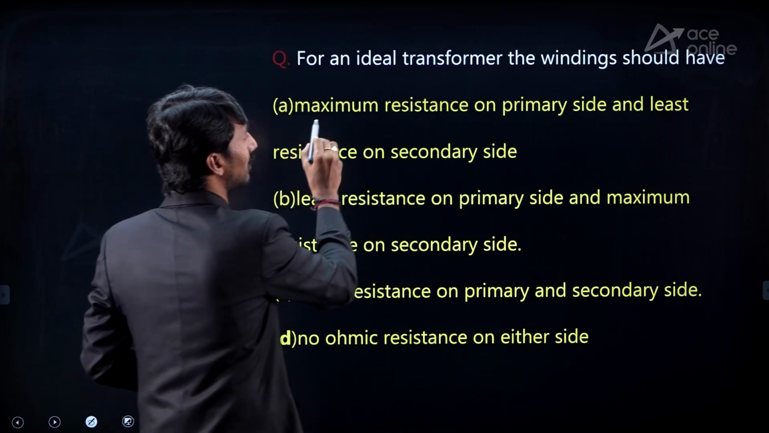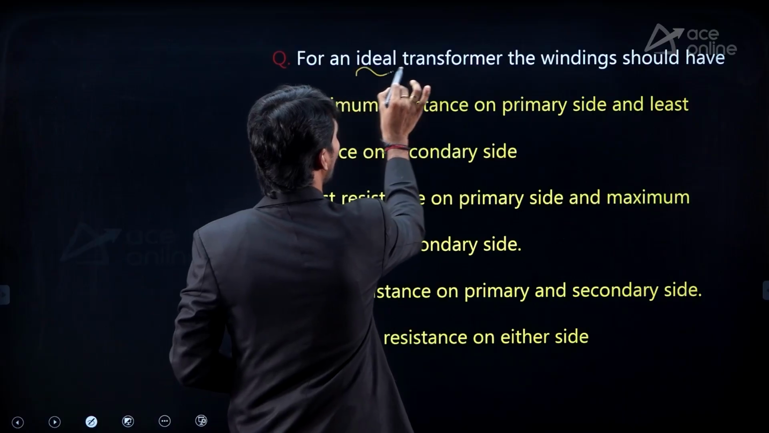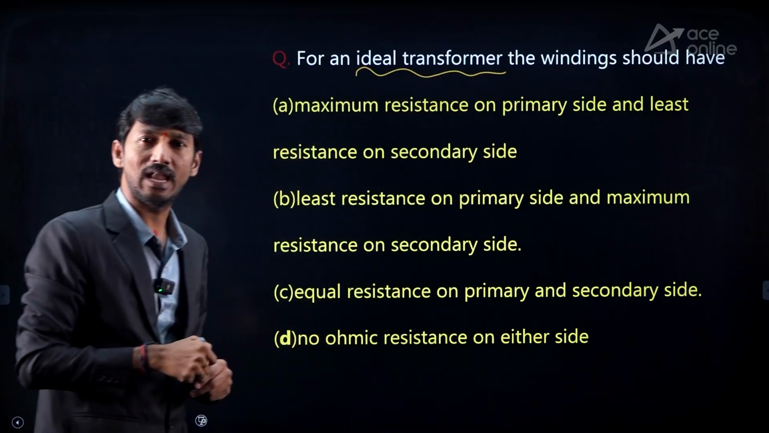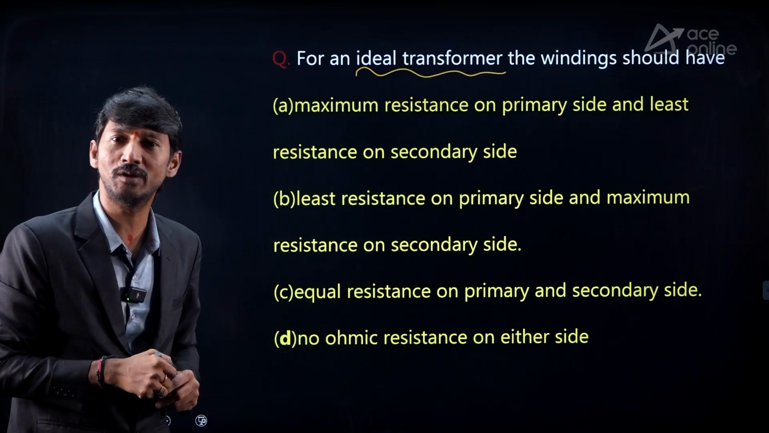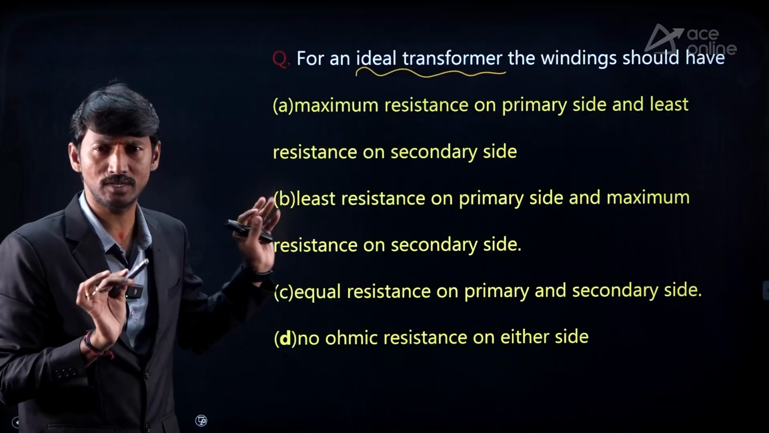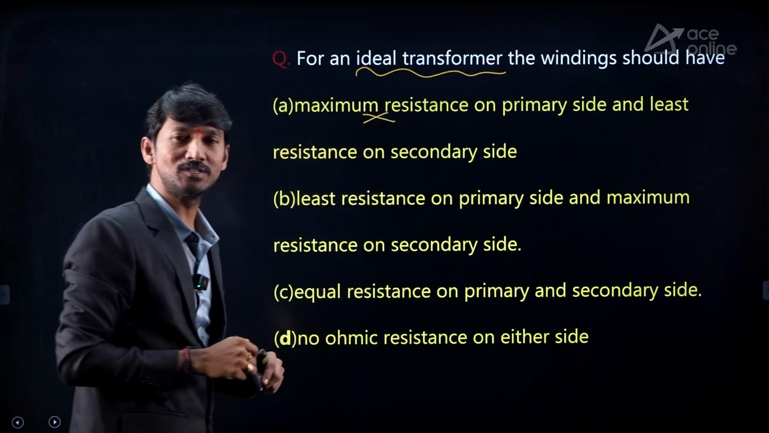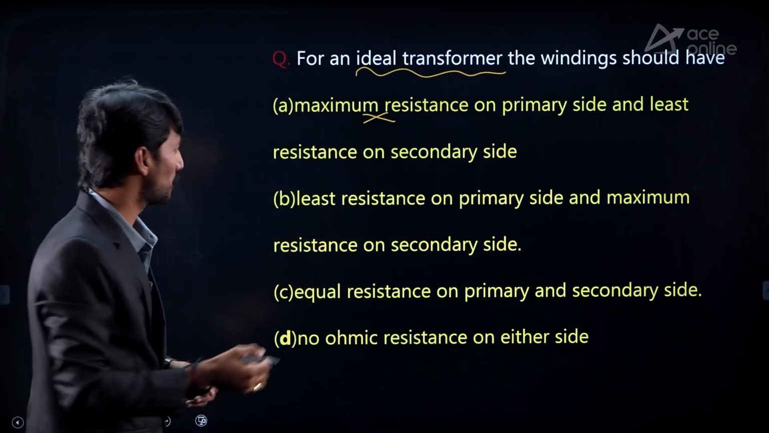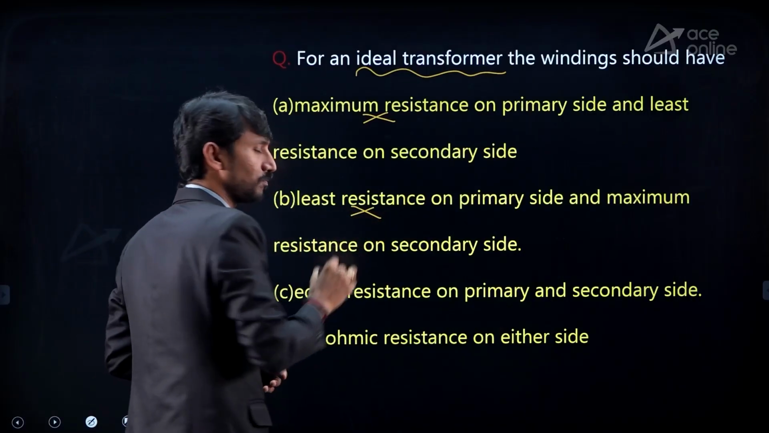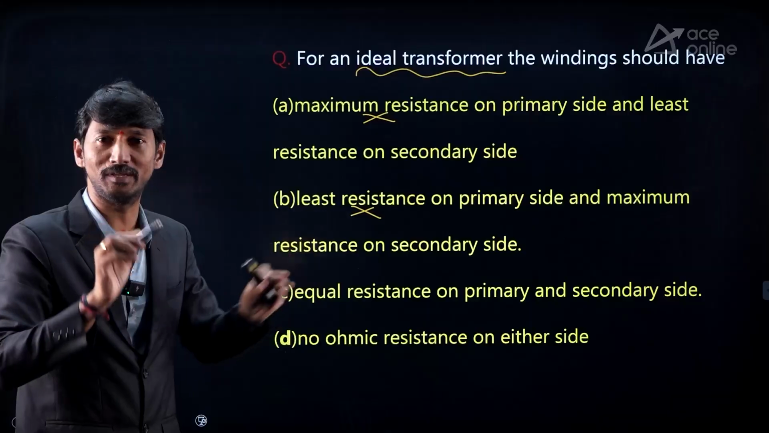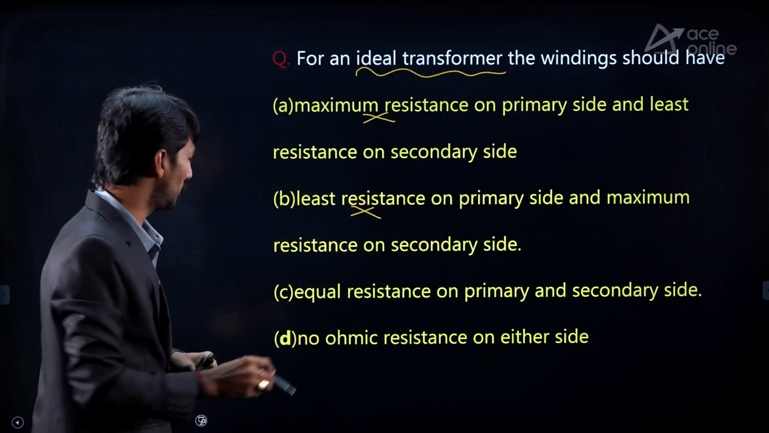For an ideal transformer, the winding should have... Ideal transformer means losses should not be present. Simple logic. Now check it. Maximum resistance, wrong. If maximum resistance is there, losses will be more. Least resistance, no. Ideal means losses should not be there, but least resistance is not acceptable.